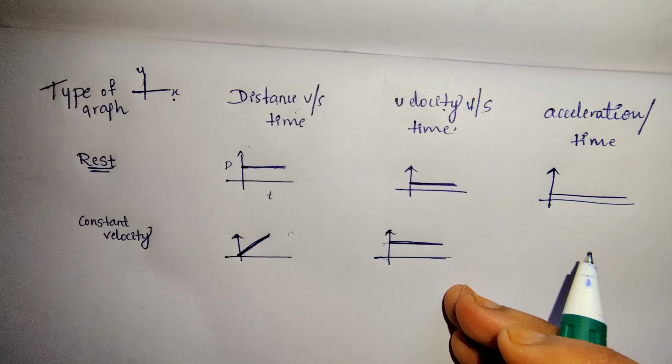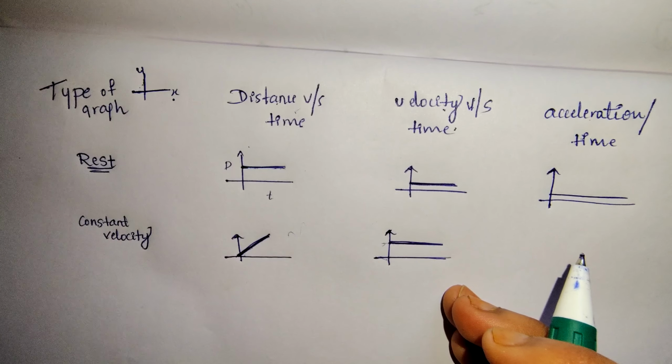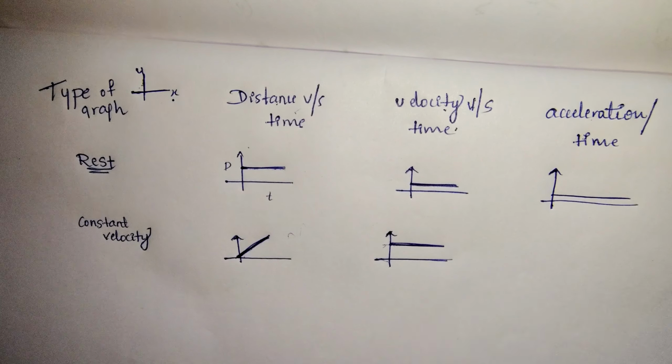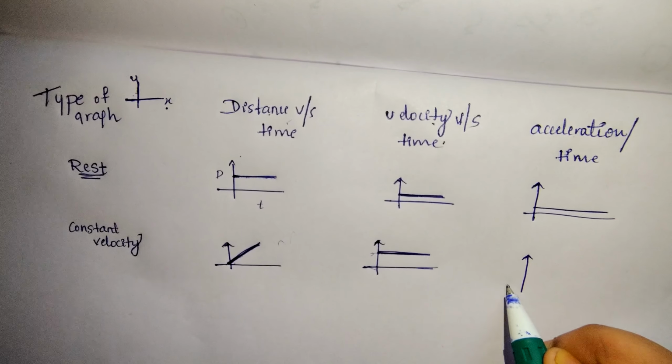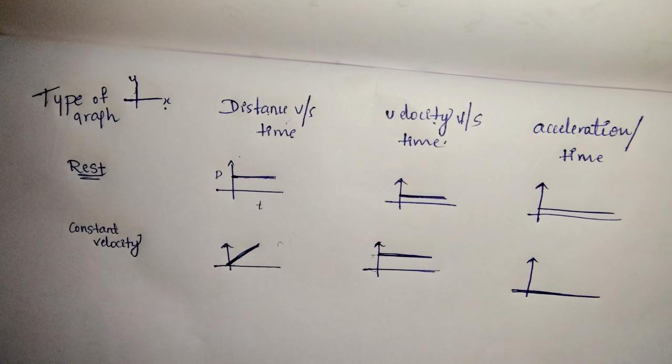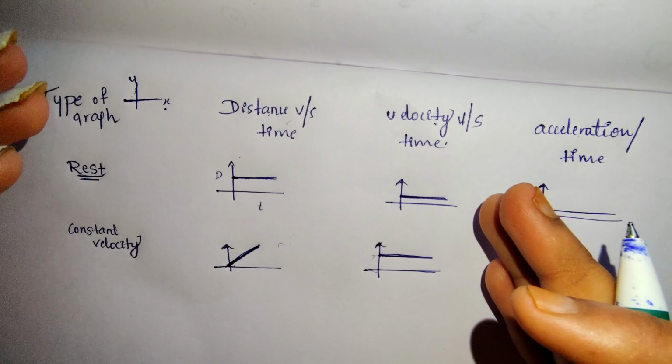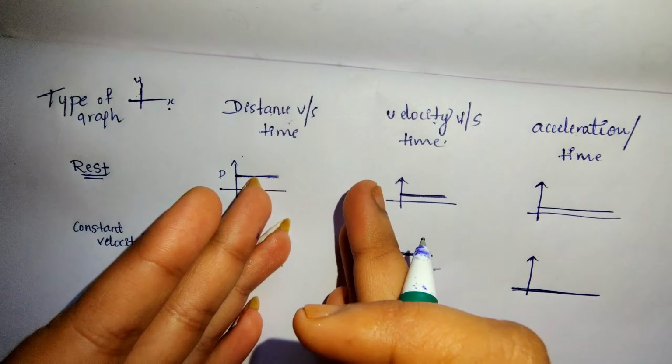But what if I talk about acceleration? This is very important, my dears. Remember, if constant velocity is there, acceleration will be zero. Acceleration means there should be a change in velocity, right? What is meant by acceleration? Change in velocity with respect to time, right? But with constant velocity, obviously there is no acceleration, therefore it is almost on the x-axis only. Okay, which represents that it is a constant velocity.